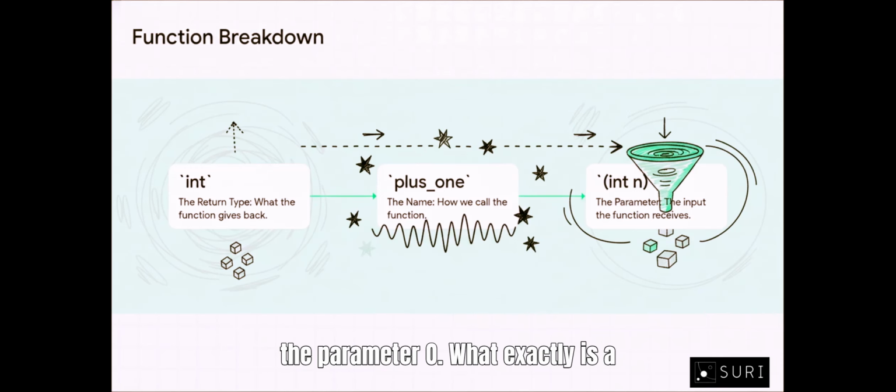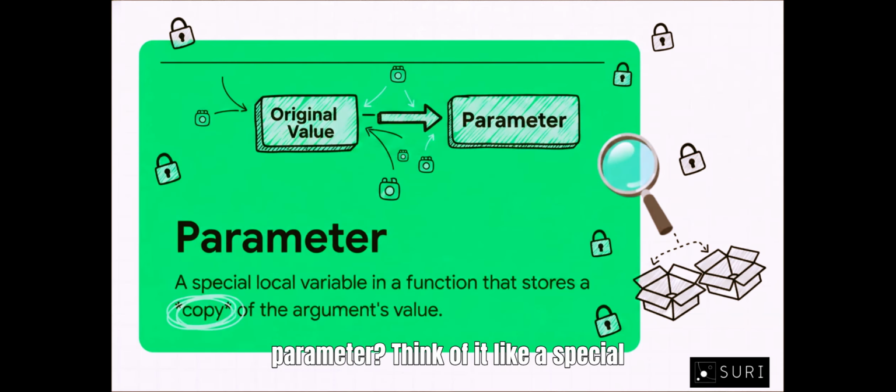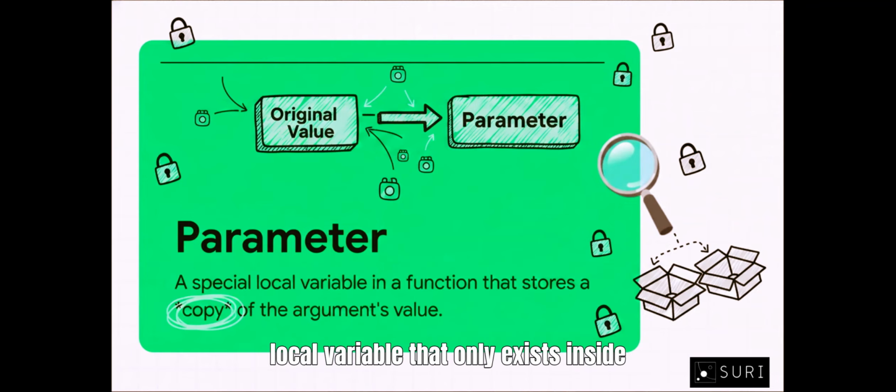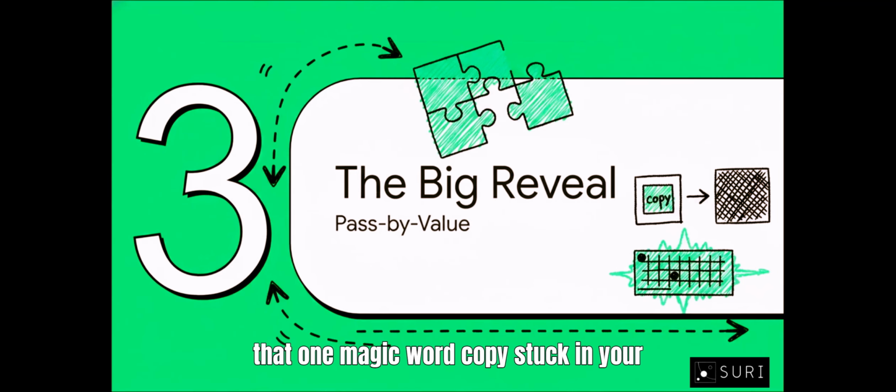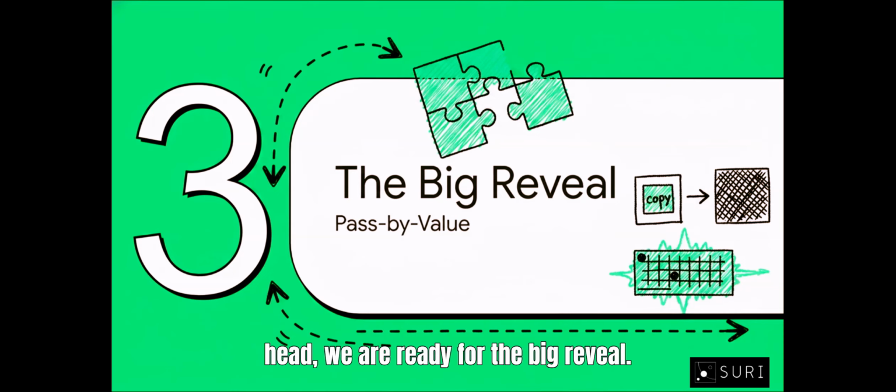That's the parameter. So what exactly is a parameter? Think of it like a special local variable that only exists inside that function. And its entire job is to hold a, wait for it, copy of the value you pass in. Not the original value, no. A brand new, totally separate copy. That's the key word here, copy. Okay, with that one magic word, copy, stuck in your head, we are ready for the big reveal.